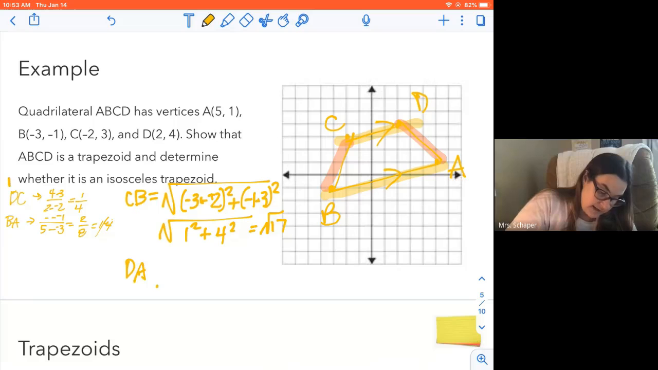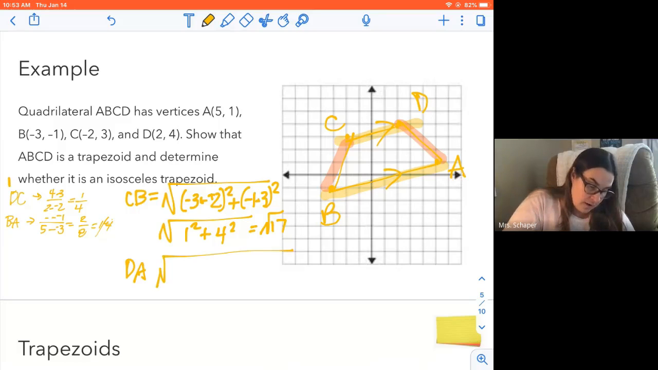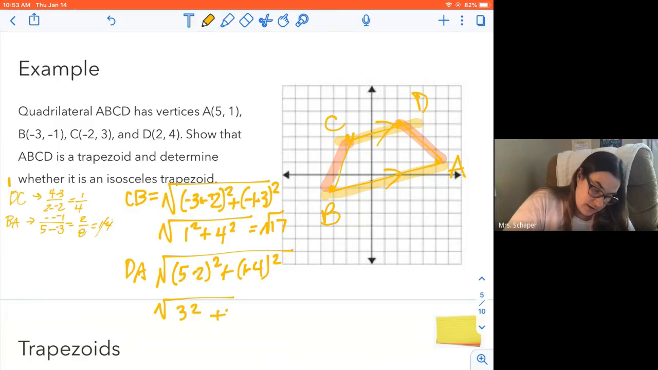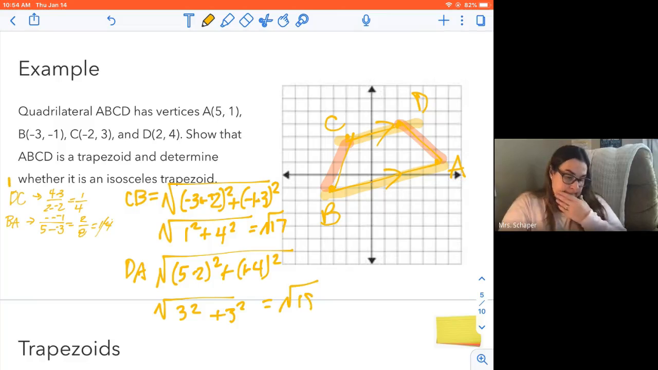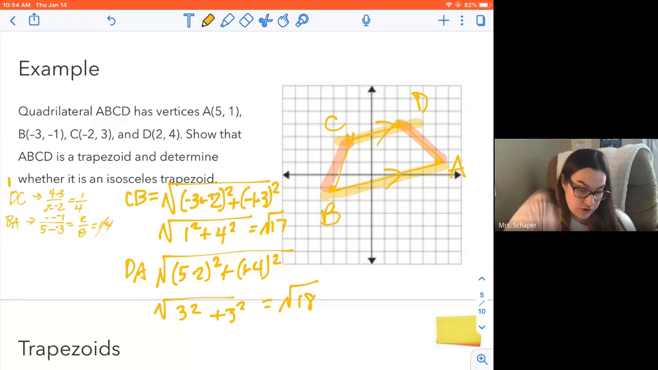So now we're going to go ahead and do that with DA. What's the measurement of DA? It's the square root of the quantity 5 minus 2 squared plus 1 minus 4 squared. So it's going to be the square root of 3 squared plus 3 squared, which is equal to the square root of 18. Okay, well, those two aren't the same measurement, so therefore it is not an isosceles trapezoid.